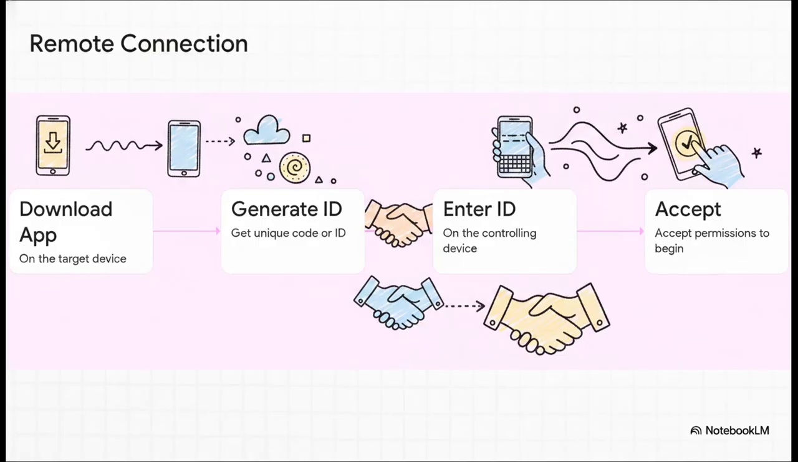But despite all those differences, they all basically rely on what we can call a digital handshake. First, you download the support app onto the target device, the broken phone. Second, that app generates a unique identifier, like AirMirror's 9-digit code. Third, you type that exact code into the controlling device you're holding. And fourth, the person who needs help just taps accept on their screen to grant permission. Once that handshake is done, you are in. You can tap, scroll, swipe, and type on their phone exactly as if you were sitting right next to them on the couch.